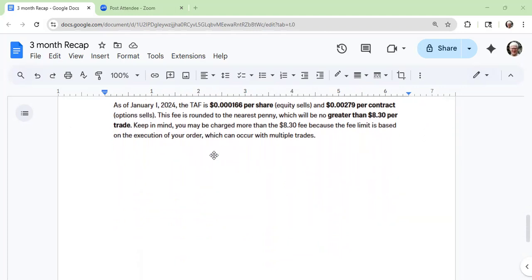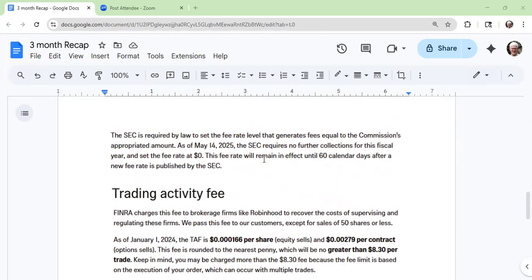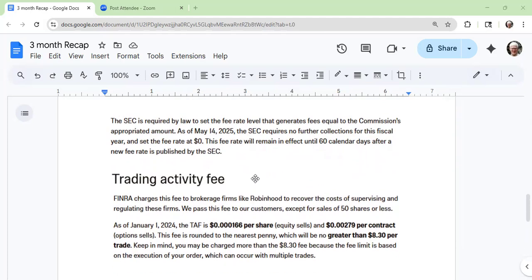And then I think it says if you go over $8.30, it's not going to be more than that. Where was the other one? The SEC fee. So yeah, the SEC also had a fee, and at one point it was like $1 a share or something like that. But as you can see right here, they must change this once in a while, or I think it says every 60 calendar days, right? So as of right now, it's zero.